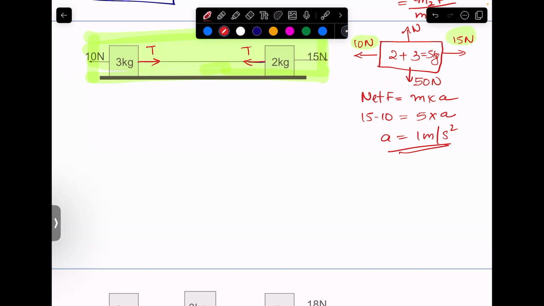Now for this 2 kg block, this is object A, object B. For the A block, we can draw a free body diagram here. So this is 2 kg. This is 15 Newton acting. This is T acting towards the left. There is a reaction force and a weight of the object, 20 Newton.